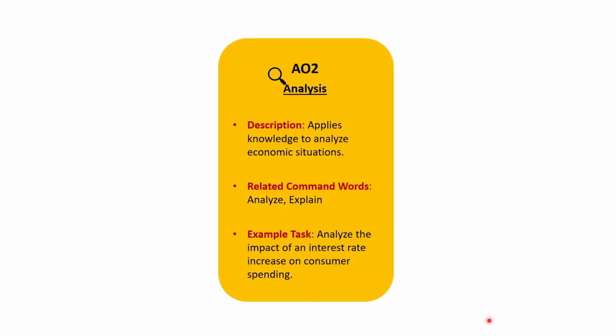AO2 is analysis. Analysis involves applying your knowledge to specific situations to explain how economic principles work in real scenarios. Command words like analyze, explain often signal AO2. You will need to go beyond just describing by linking causes and effects. For example, analyzing the impact of an interest rate increase on consumer spending requires you to connect higher rates with potential decreases in spending through the cost of borrowing.